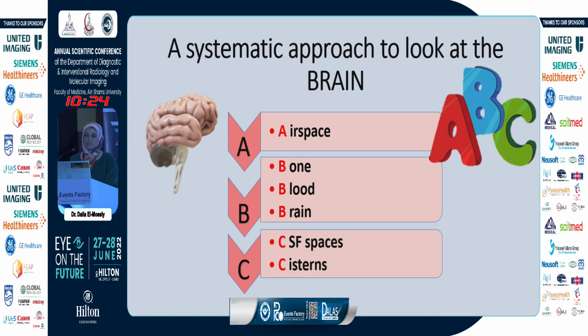Our take-home message: when you use the systematic approach in CT brain, you will never miss a neuropathology. A, B, C: A, airspace; B, bone, blood, and brain; and C for CSF spaces and cisterns. Thank you.